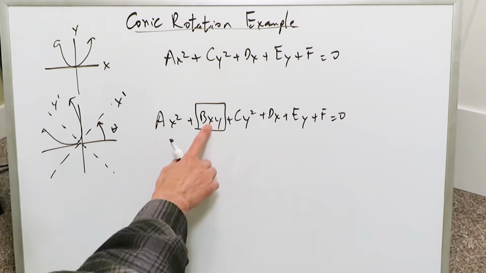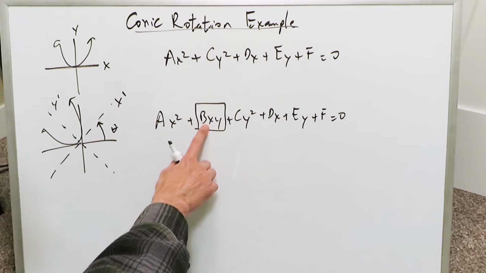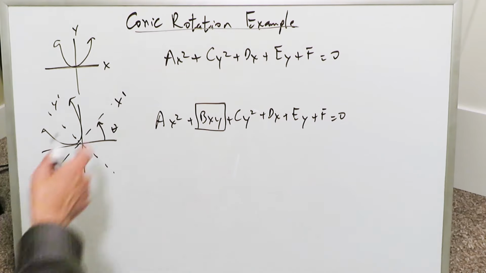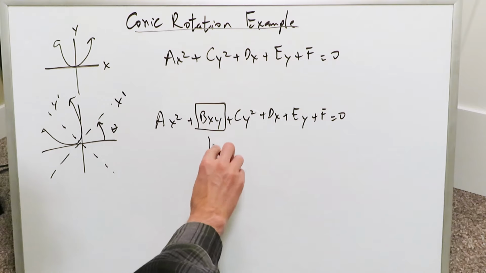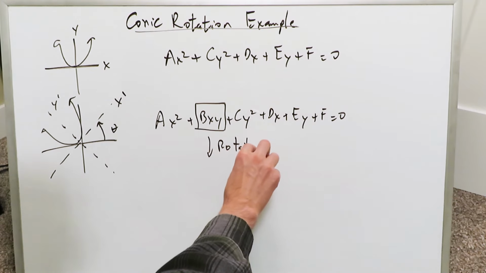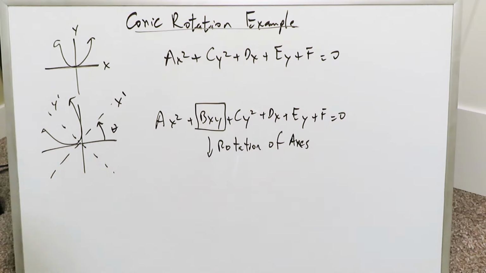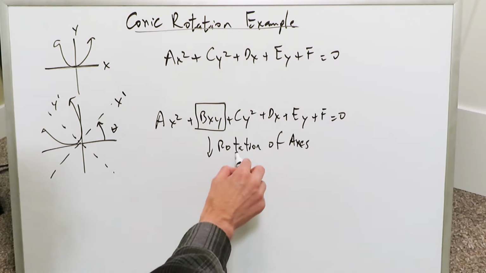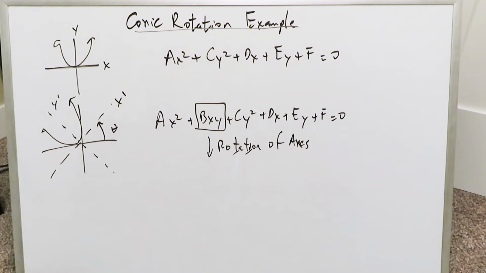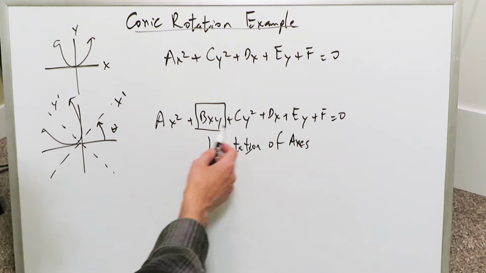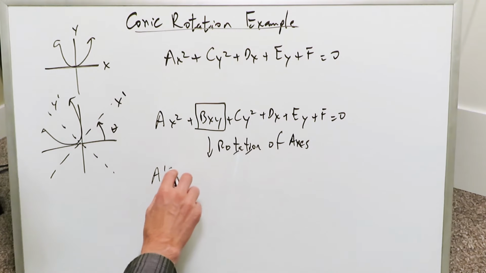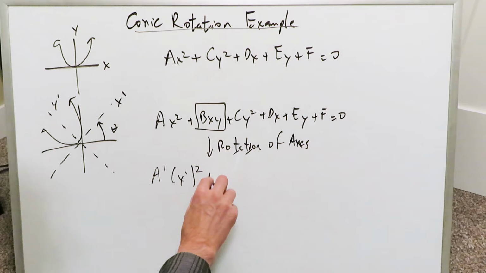To eliminate this term, which is usually the goal for these types of questions, you have to do what is called a rotation of axis. When you do a rotation of axis, you're trying to change the axis to what it would have been if everything were parallel to the axis of that conic. When you do that, you generate a slightly modified form of this equation, and that modified form will look something like this.